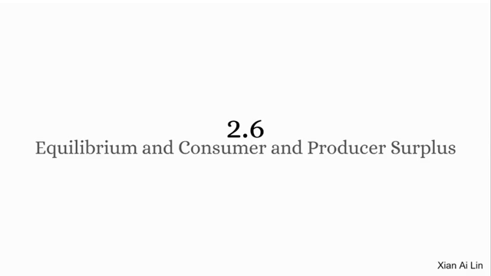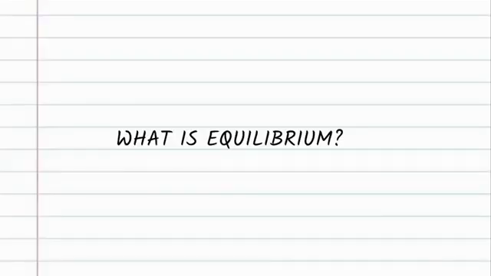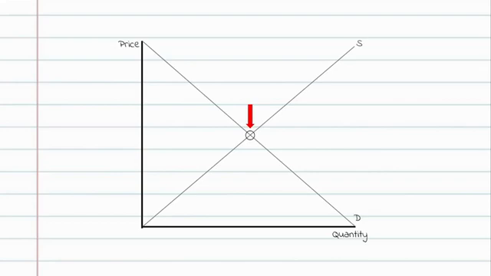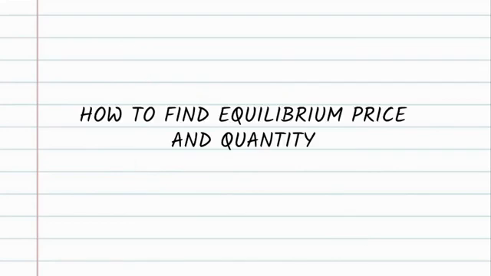Unit 2.6 Equilibrium and Consumer and Producer Surplus. What is equilibrium in terms of economics? Well, equilibrium is a state in which the demand and supply for a good or service are in balance. So how would you find an equilibrium price and quantity?